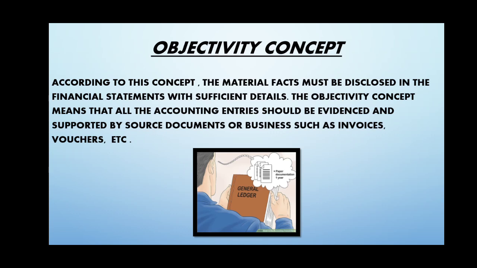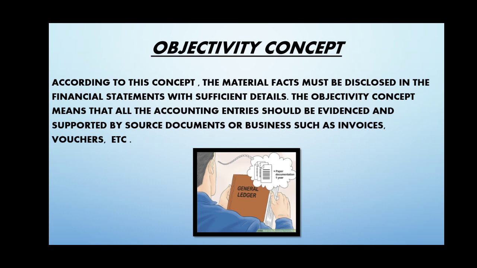Next one is objectivity concept. What is objectivity concept? According to this concept, the material facts must be disclosed in the financial statements with sufficient details. The objectivity concept means that all the accounting entries should be evidenced and supported by source documents such as invoices, vouchers, etc. I have told you all, children, whatever transactions we are recording in the books of accounts, it should be evident. When I say evident, it should have source documents. It is very, very important.